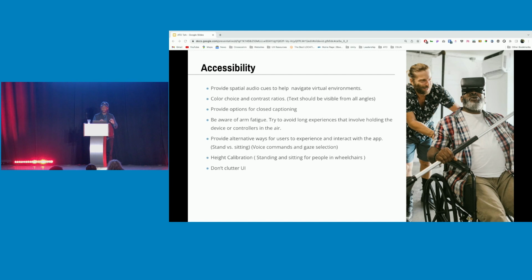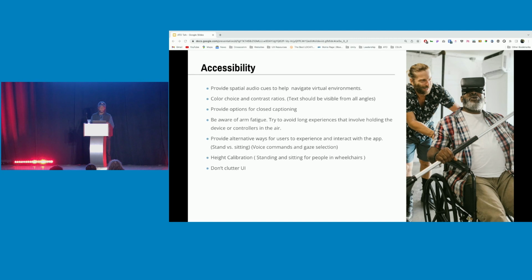Then, provide alternate ways for users to experience and interact with your app. Now, I asked earlier how many people own a VR headset, so I'm assuming a lot of people have used it before and understand there are things like standing versus sitting, right? You can do apps or experiences that involve movement. You can walk around the stage. Or I might be isolated to a seat, sitting. And it's very important that you have those options, especially if someone is wheelchair bound or something like that.